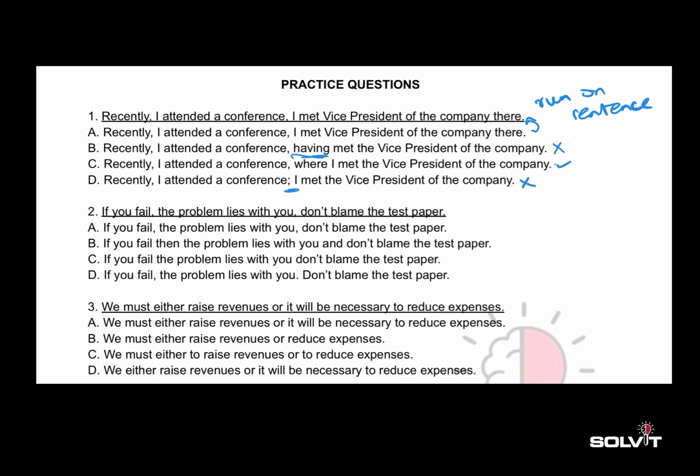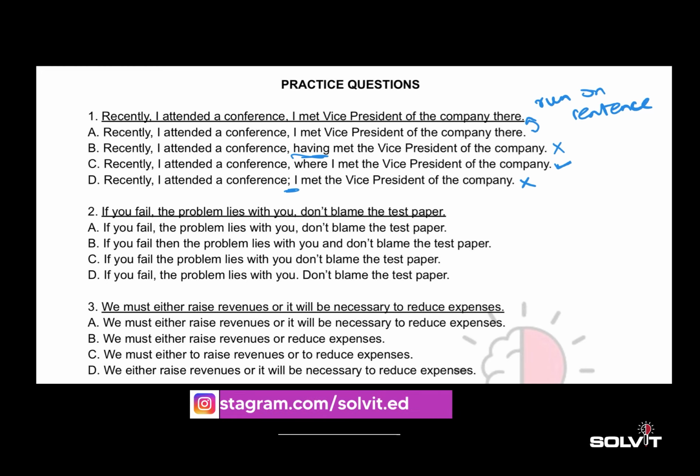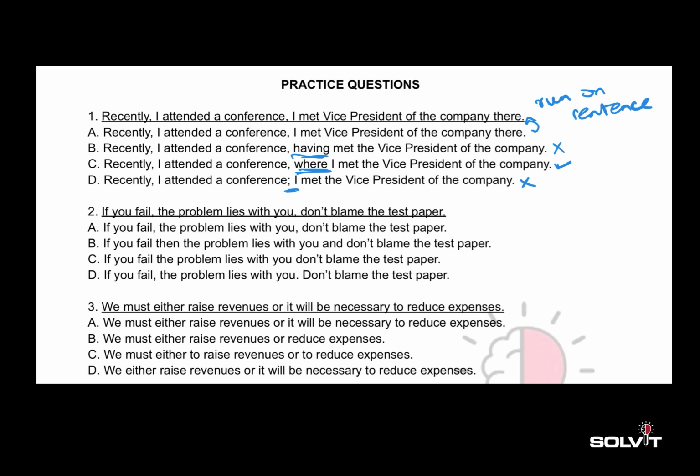So we're going to choose option C because the point you want to get across to your reader is that you met the vice president of the company at a conference, right? And which sentence is getting that point across? It's option C. And why is that? Because it's saying, recently I attended a conference where I met the vice president of the company. So it's clearly telling you that you went to a conference and you met the vice president of the company there, right? So your correct answer is C.